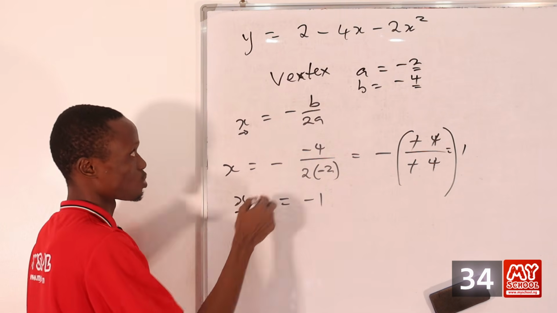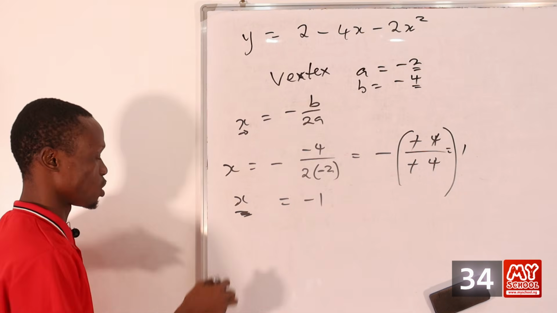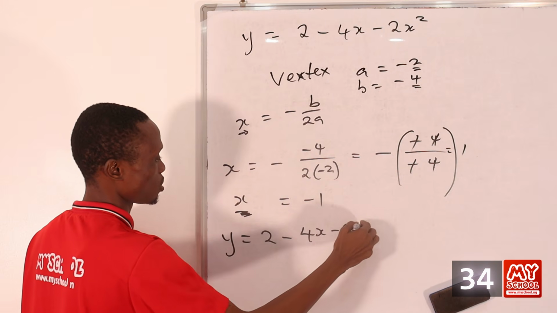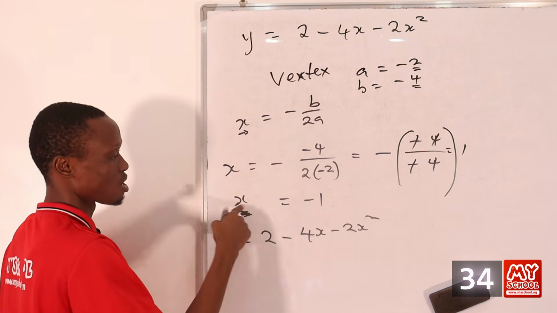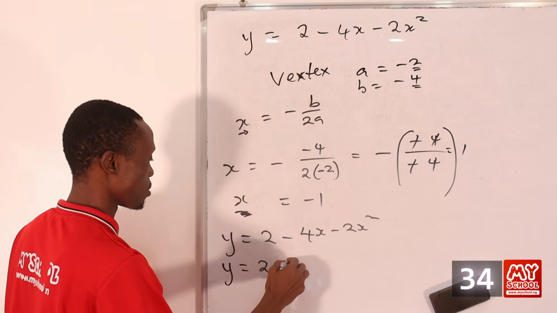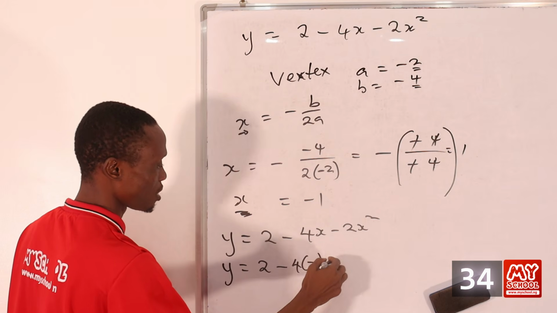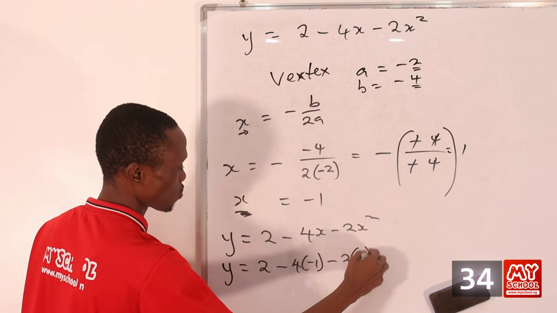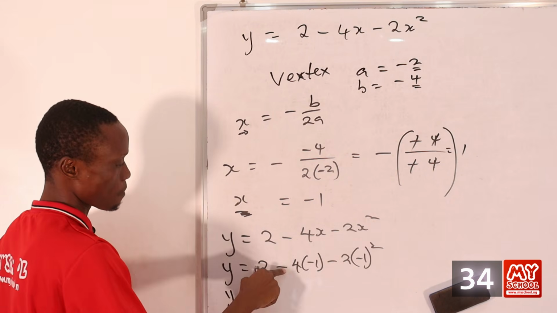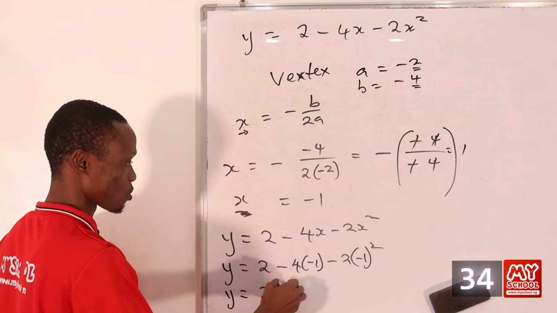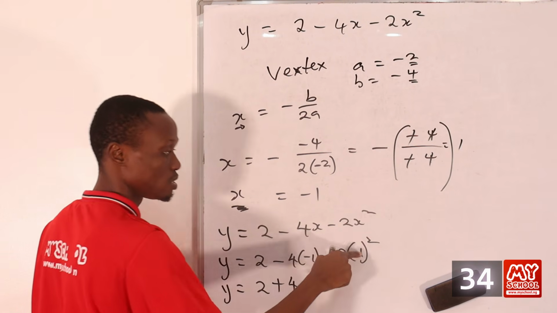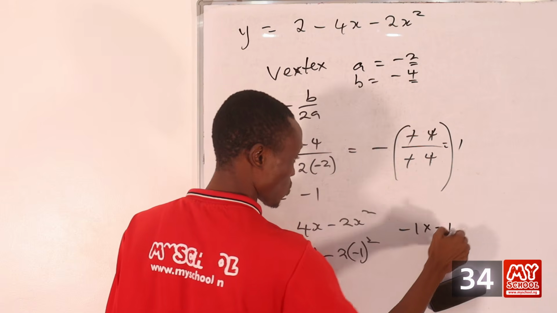So this value of x we will now substitute into this quadratic equation. So y is equal to 2 minus 4x minus 2x squared, right? Anywhere we see x, we simply replace it with minus 1. So that y is equal to 2 minus, then we have 4 times minus 1, then minus 2 bracket minus 1 squared. Okay? So y is equal to 2. Then remember, minus times minus is going to give us plus, so you have plus 4. Then minus 1 squared is going to give us 1, because here you actually have minus 1 times minus 1, and that will be 1.